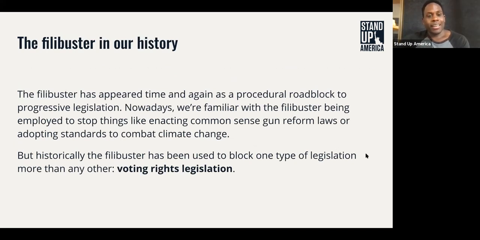The filibuster in our history. So the filibuster has appeared time and again as a procedural roadblock to progressive legislation. Nowadays, especially in the past like 10, 15 years, we're all very familiar with the filibuster being used to stop things like enacting common sense gun reform or adopting standards to combat climate change. But if we take a fuller view of our nation's history, the filibuster has been used to block one type of legislation more than any other, and that is voting rights legislation.